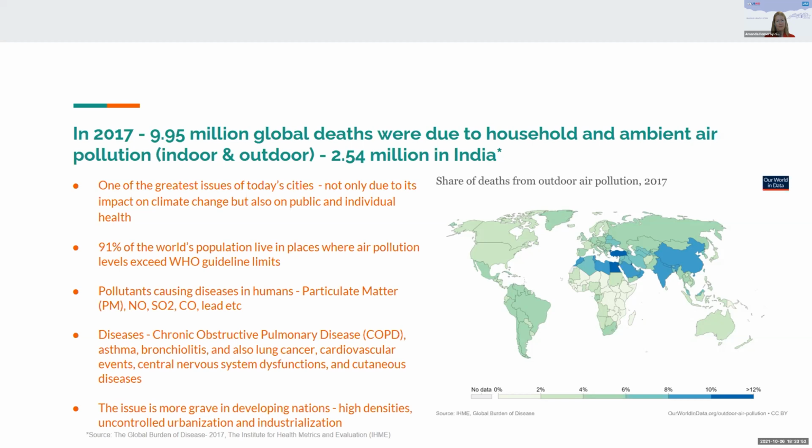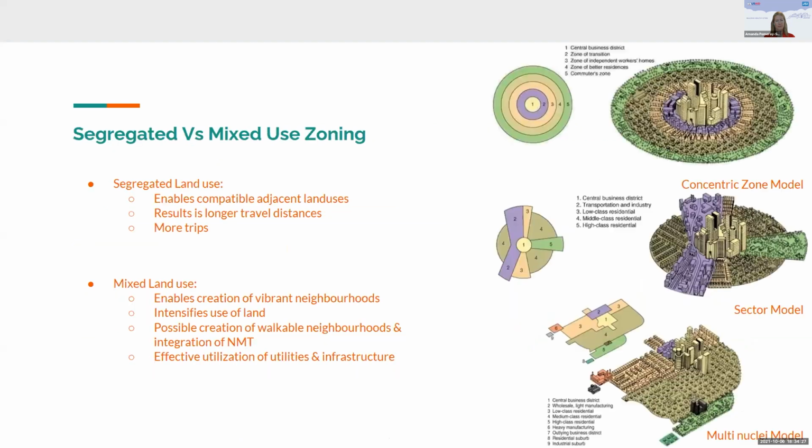Now, this issue is even more and more grave when it comes to developing nations. Why? Because we live in congested areas, since the finances are still developing in that sense. The densities are higher. We sometimes have uncontrolled urbanization. Also, since we want to increase our GDP and work towards greater economic levels, industrialization happens very rigorously in most of these nations. India is one such nation which has been facing this for a long time now.